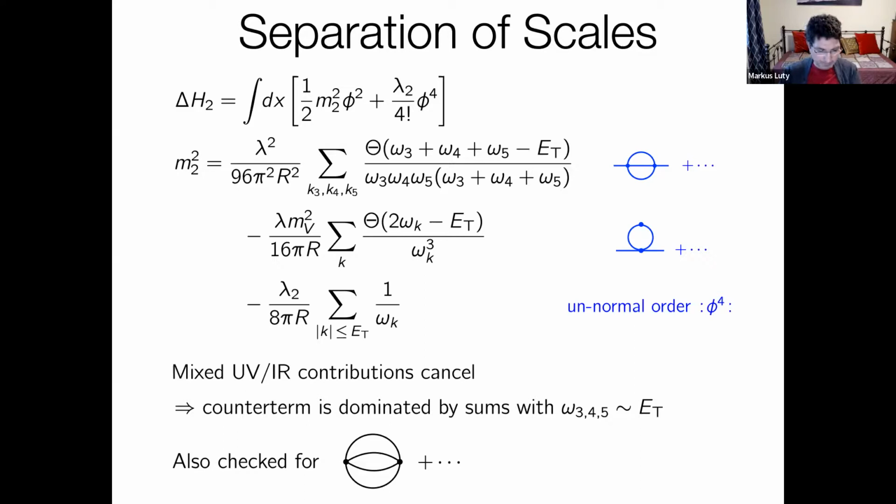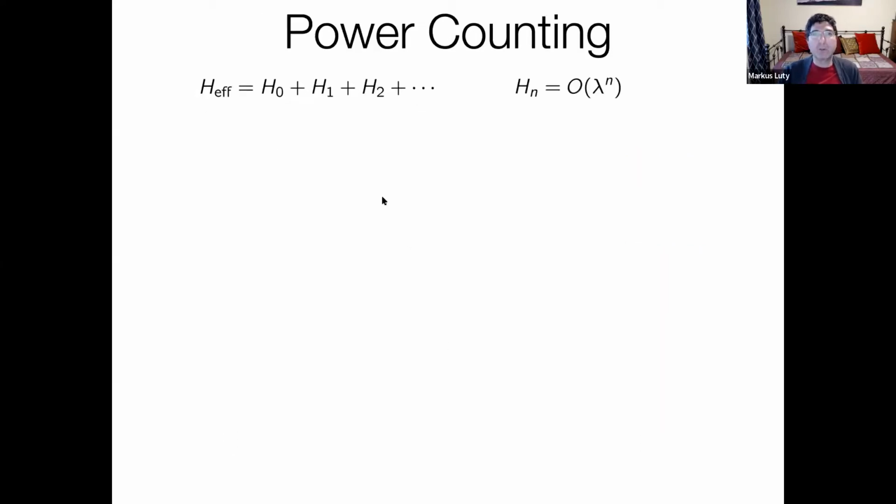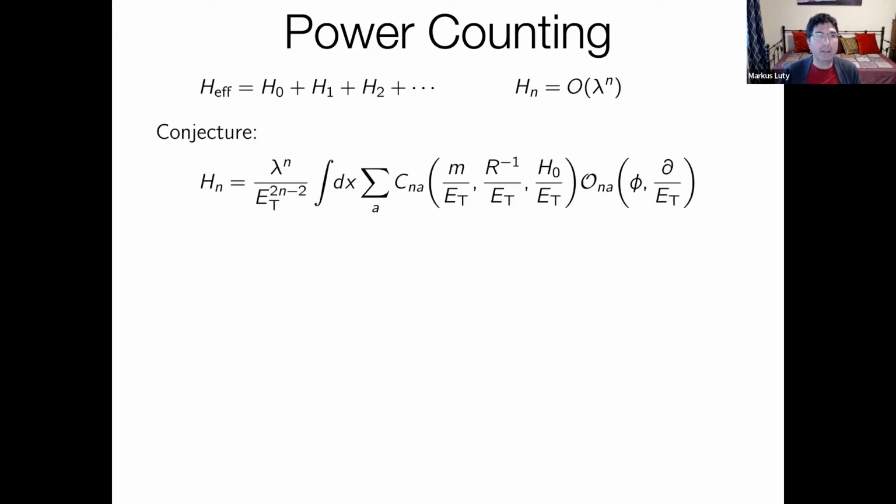Okay, good. All right, so now finally, I'm going to tell you about power counting, okay? And let me emphasize that this is just for the 2D phi 4 theory that I'm talking about. I'm going to generalize this a bit later in the talk, okay? But we have this effective Hamiltonian, which is a sum of terms with various powers of lambda. What do they look like, okay?